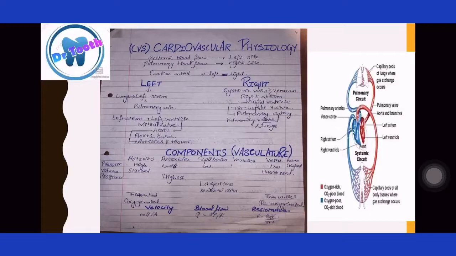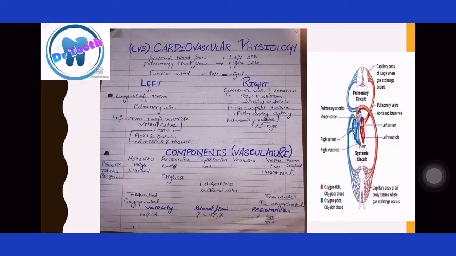We have components of vasculature. In components of vasculature we have arteries, arterioles, capillaries, venules, veins and aorta. There are different kinds of components that we need to know about, and all these components are as follows. We need to know the pressure in all of these, volume in all of these, resistance in all of these, and blood flow in all of these.